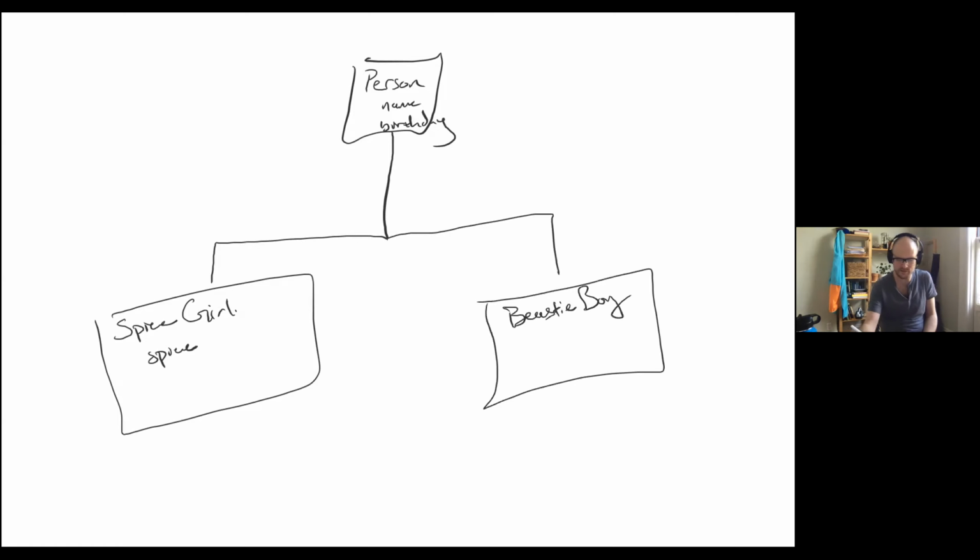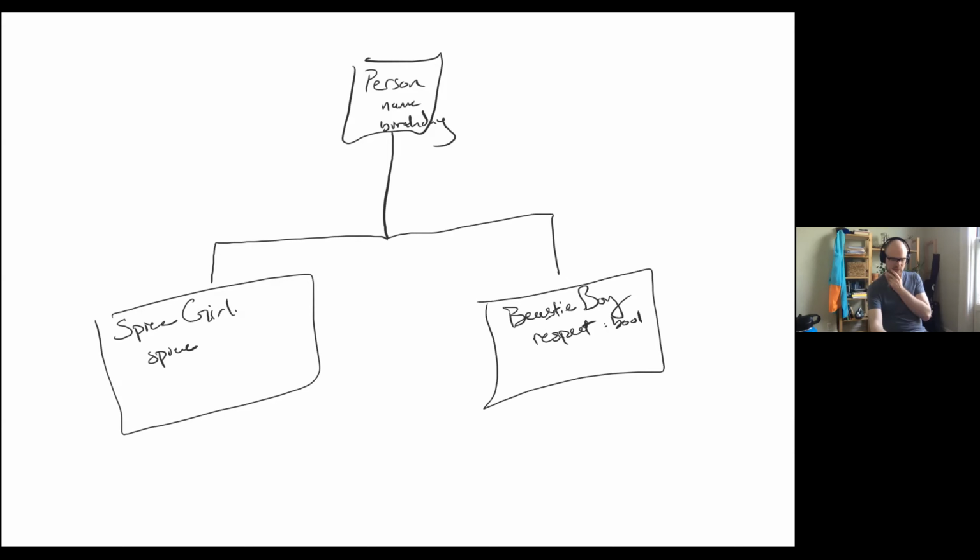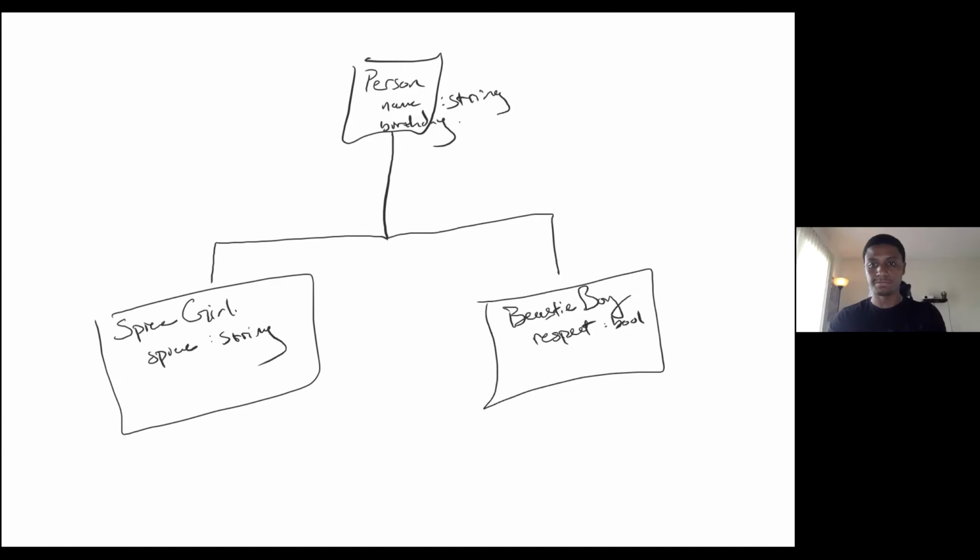I forget exactly what attribute we gave them, but I think it was respect, and that was some Boolean, and the rest of these are all strings. And clearly, I did not draw these big enough.